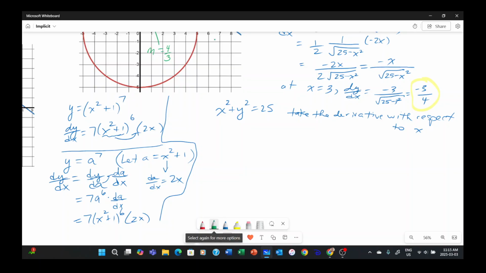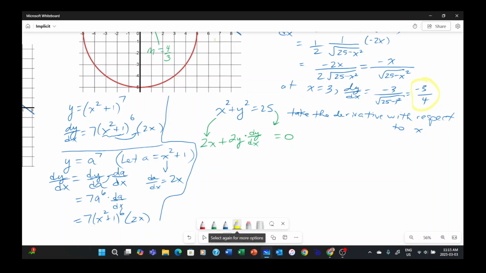So what I'm going to do is switch colors here so you can see what's going on. We're going to take the derivative of 25 with respect to x. That's just 0. The derivative of x squared, it's in terms of x. It's beautiful. It's just 2x. But here's where it gets interesting. The derivative of y squared with respect to x, you can't do it. So what you're going to have to do is the derivative of y squared with respect to y, because that's what you have. So that's just 2y. But then you got to correct it. Since you pretended the y was an x, now you got to differentiate y with respect to x.